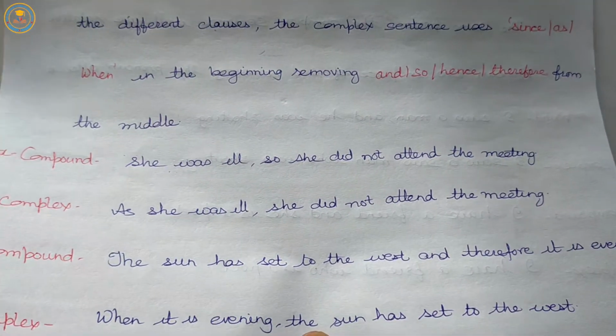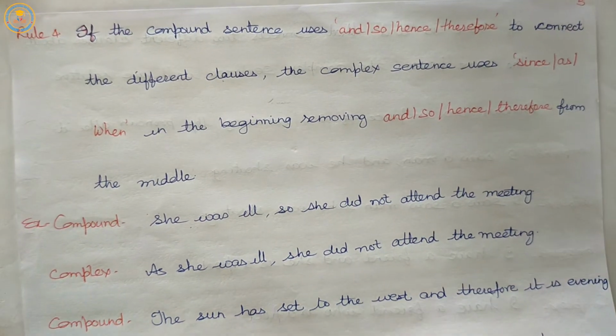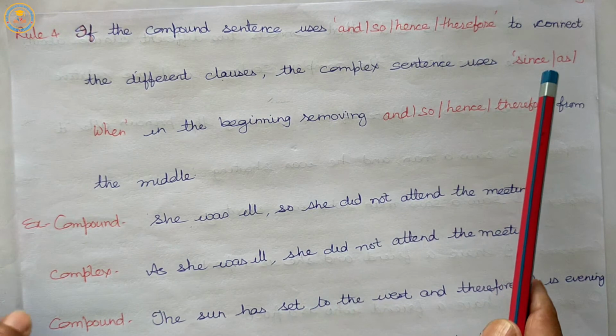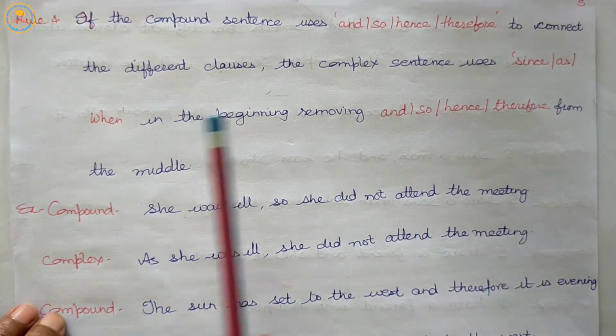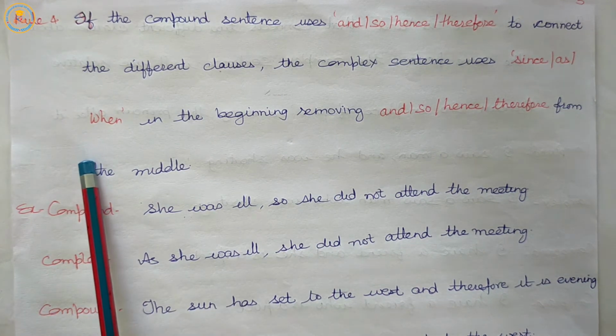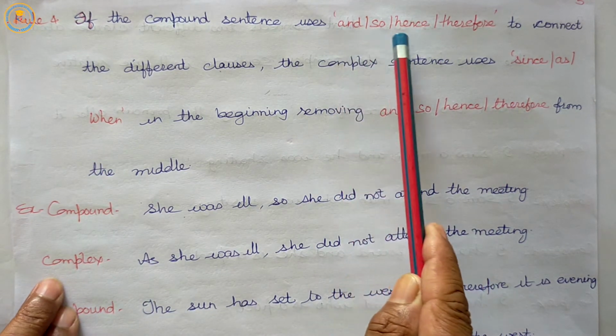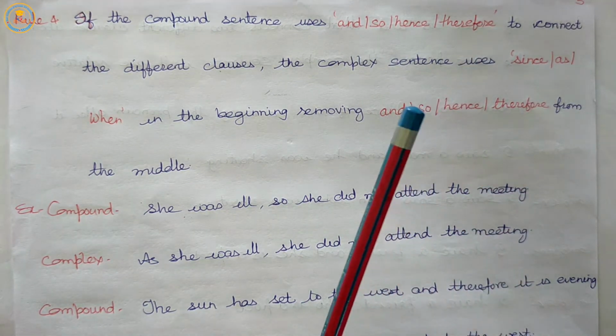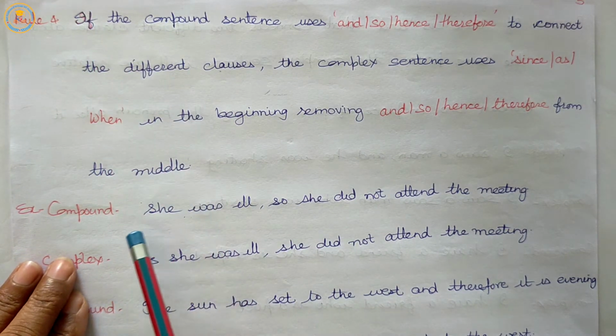Our fourth rule tells us about the compound sentence having "and", "so", "hence", "therefore" to connect different clauses. Then the complex sentence will use "since" or "as" or "when" in the beginning by removing "and", "so", "hence", "therefore" from the middle.